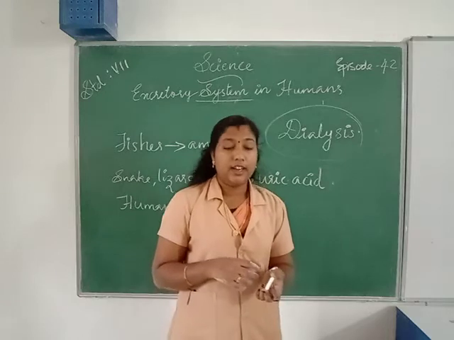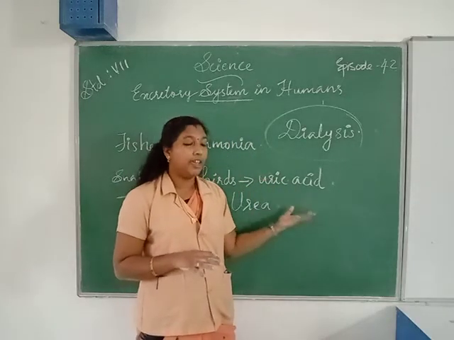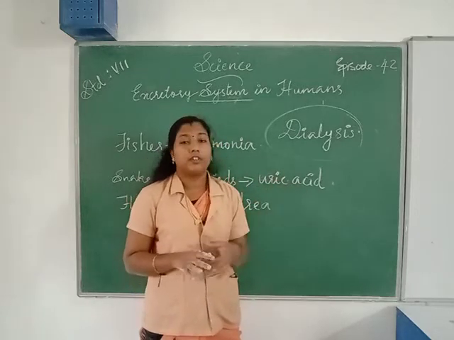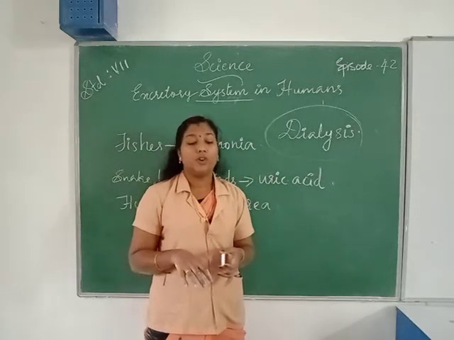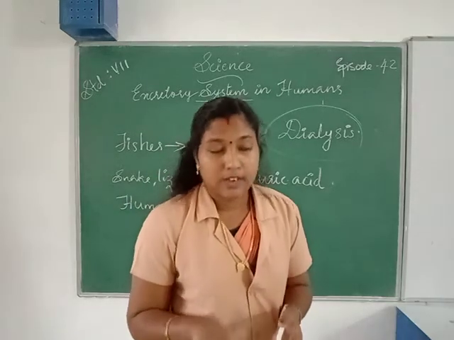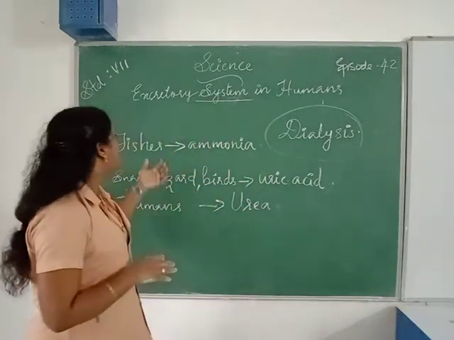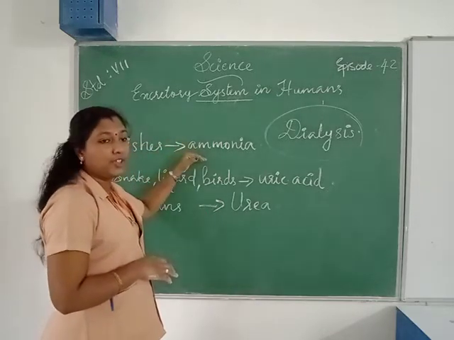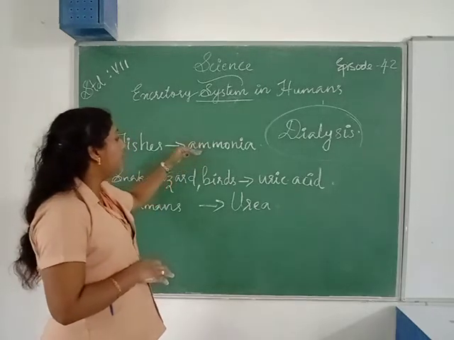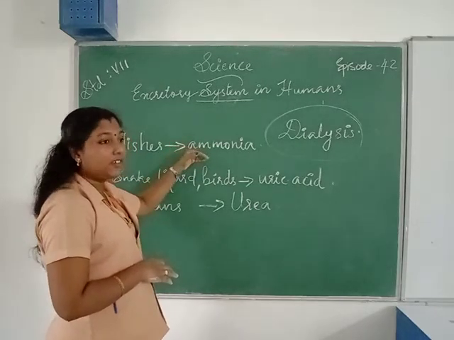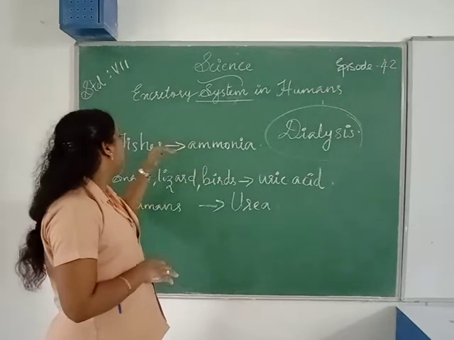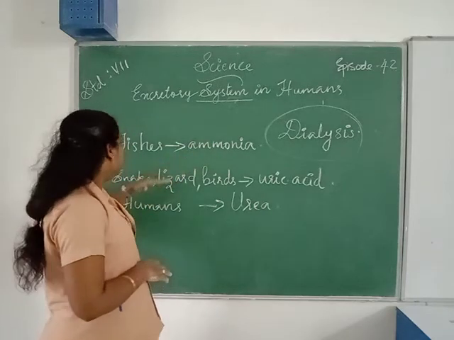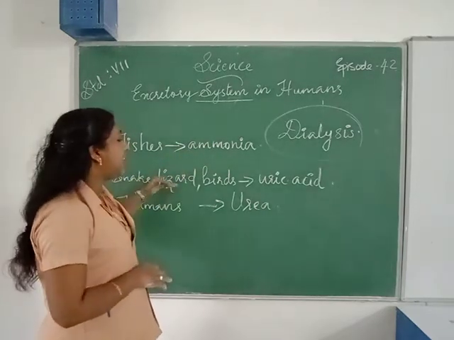Next we learn that, like human beings, other animals also have waste products in their body, so it should be removed. For example, we take fishes. Inside the body of fishes, ammonia is the waste product. Ammonia is the cell waste, so it is removed from the fish's body into the water. It dissolves in water itself.